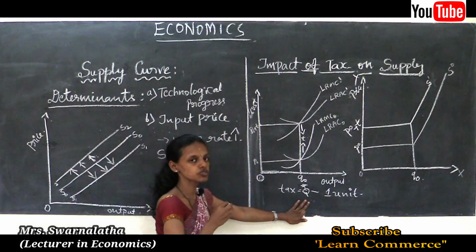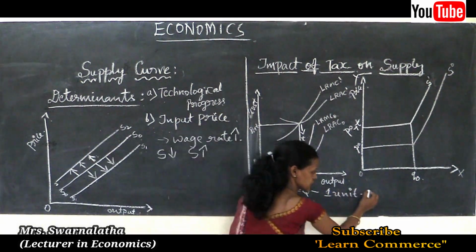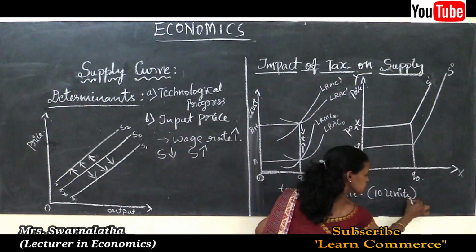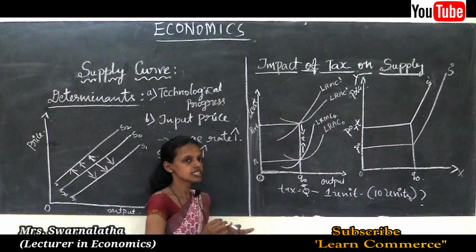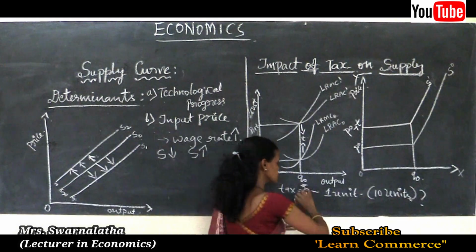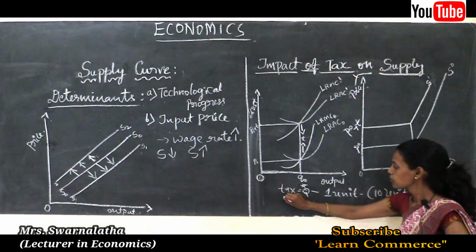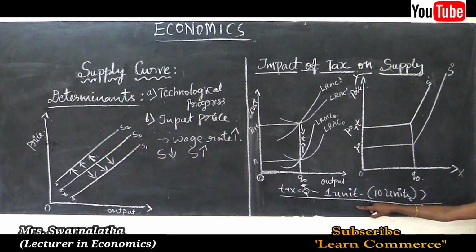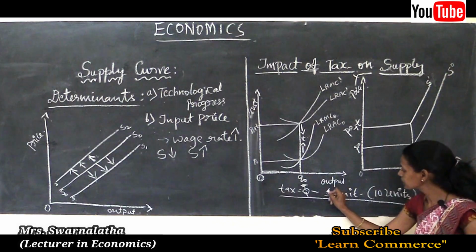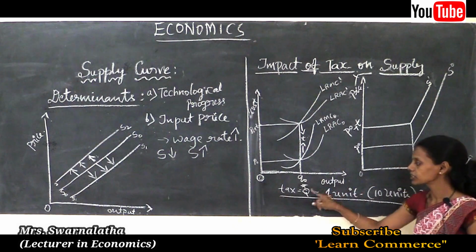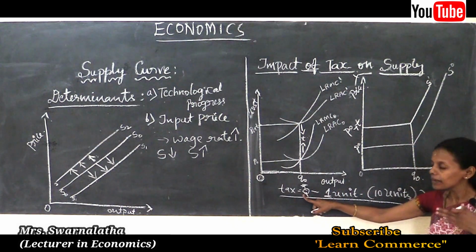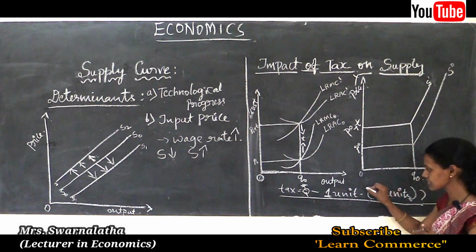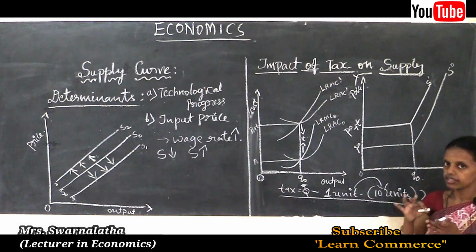What will be the tax for 10 units of production? Suppose the firm produces with a tax rate of rupees 2. For 1 unit of goods produced, 2 rupees of tax should be paid to the government. When production increases, the tax amount also increases.